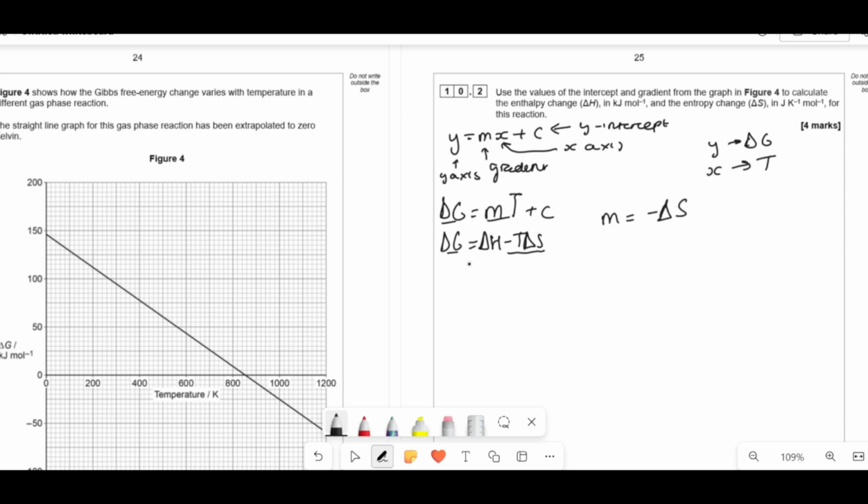And then if we look at the other part of the equation, we've got delta H here, and that's not got a y or an x. So that means this thing has to be what's left over, which is the plus c. So the plus c is going to be delta H. So now if we put this in its straight line equation form, delta G equals minus delta S times T plus delta H, which is y equals mx plus c.